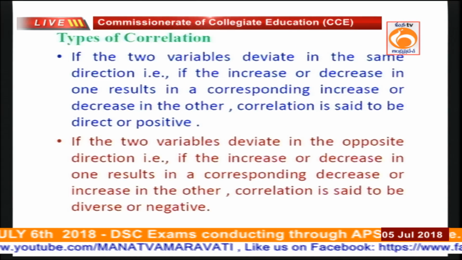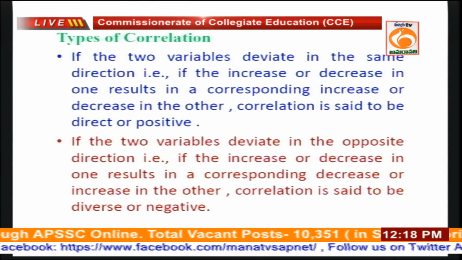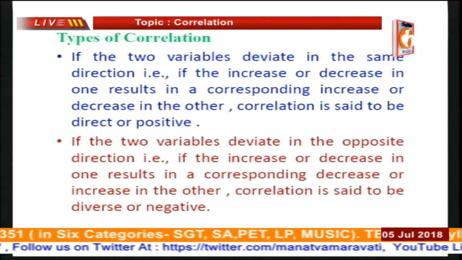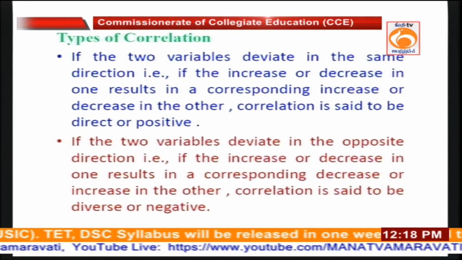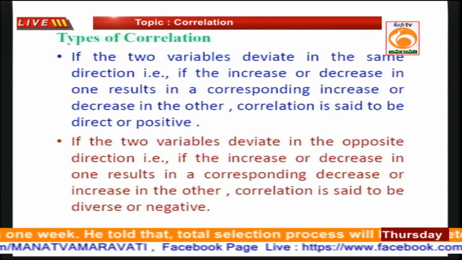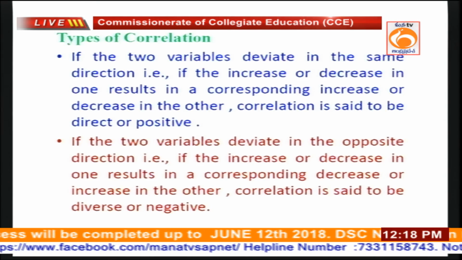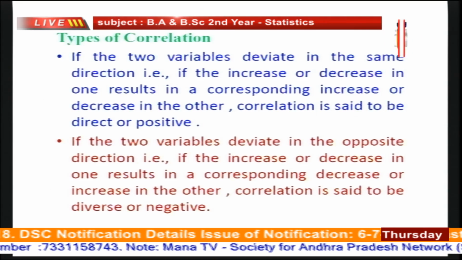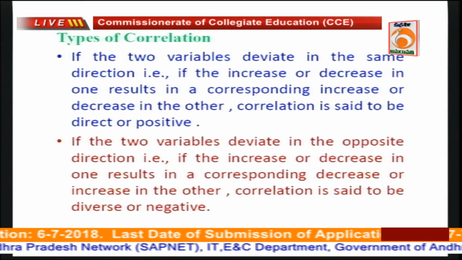Types of correlation. Several types are there. These are very important for measuring the correlation coefficient between two variables. First of all, we have to know these concepts. What types of correlation are available? If the two variables deviate in the same direction, that is, an increase or decrease in one results in a corresponding increase or decrease in the other, we can expect positive correlation. It is also called direct correlation, because the effect is direct.